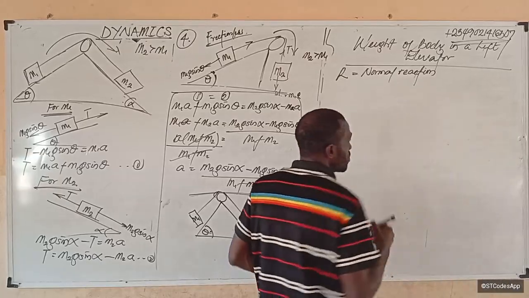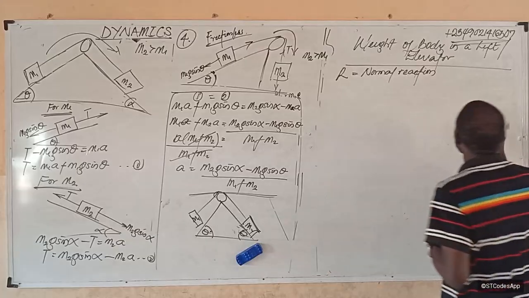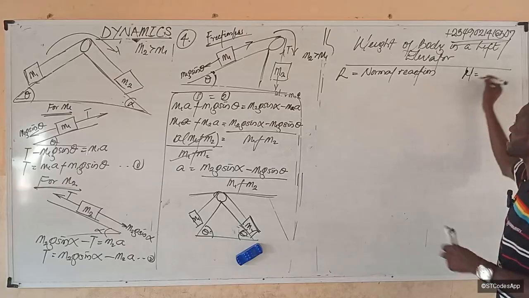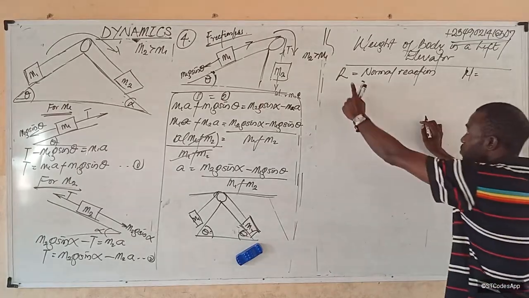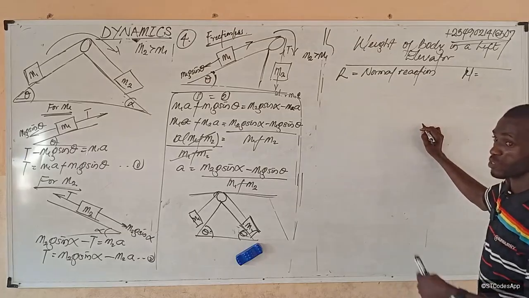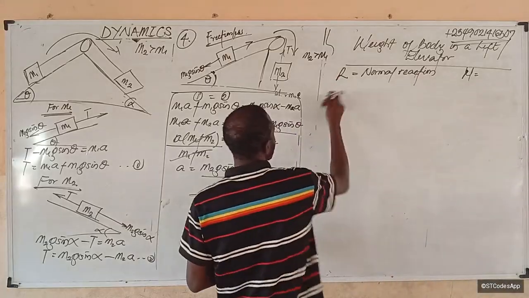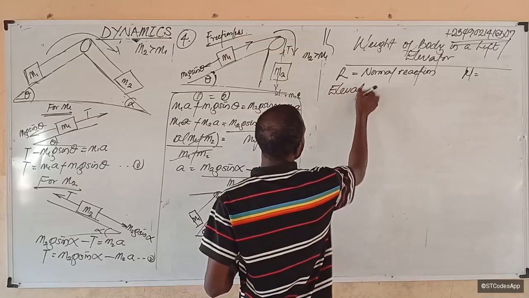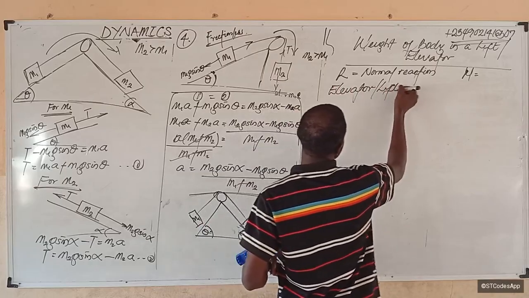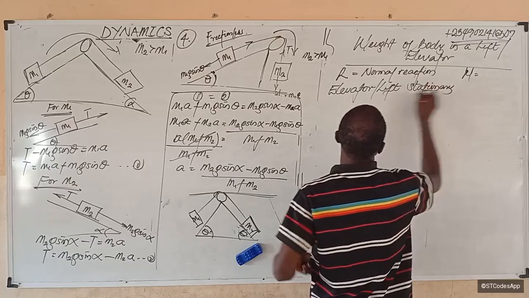So now, in various scenarios, this will change. This value will change with respect to the weight of the body. The weight of the body is the actual weight of the body. The apparent weight is the normal reaction which the spring balance records with respect to the dynamics of the elevator. When the elevator, for example, is stationary, I'll be telling you the consequences of all of this.